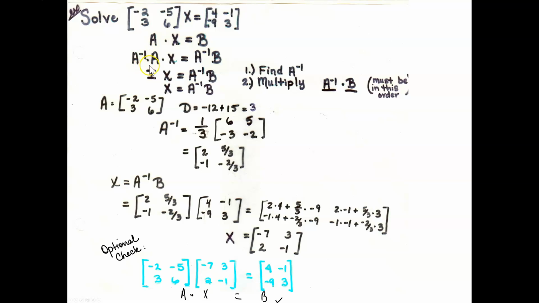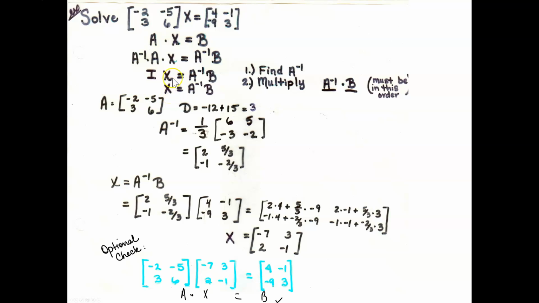What did we say happens if you multiply a matrix times its inverse? What do you get? The identity, yes. So when I multiply the inverse times A, I'm going to get the identity. And what's identity times any matrix? That matrix. So that would give me X by itself, which is what I want.